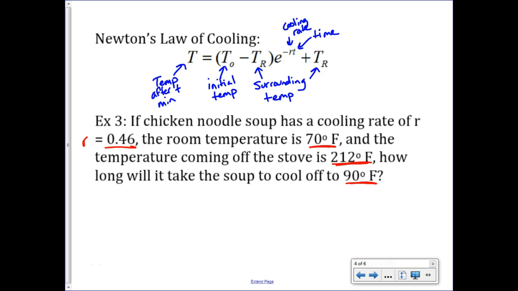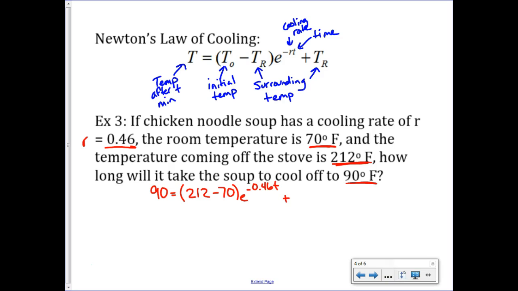So let's plug in all of the pieces here. We know our temperature that we want to get to is 90 degrees. That's the temperature after so many minutes. Our initial temperature when it comes off the stove is 212. The surrounding temperature, the room temperature, is 70, times e to the negative 0.46, which is our cooling rate. We don't know T.